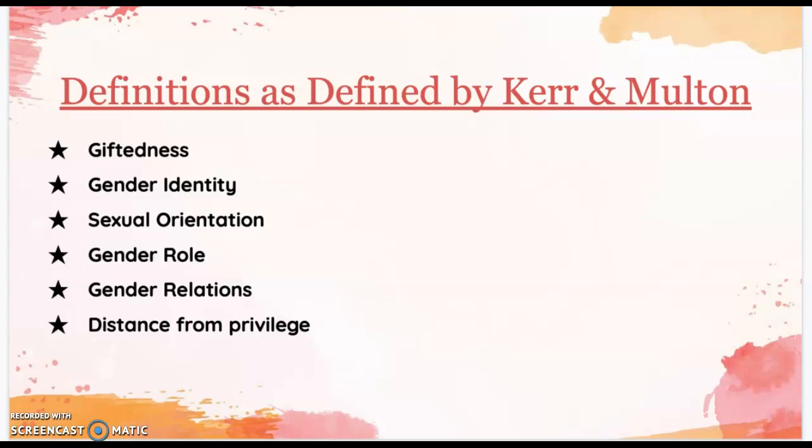There's also gender role, which are the expectations society puts on what the proper behaviors for males and females are. Going along with that, we also have gender relations, which is the attitudes and behaviors of males and females in relationship with one another, as well as the ways in which gender roles shape social relations. And lastly, we have distance from privilege. This is the distance that an individual must travel to reach the center of power in any domain in terms of overcoming barriers such as gender, class, age, and citizenship.